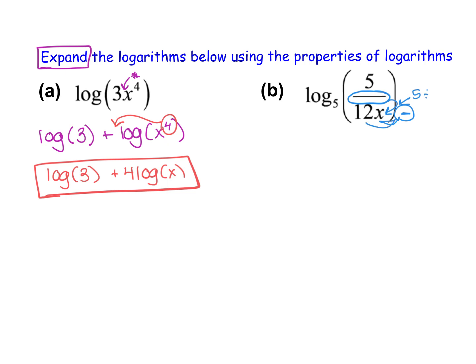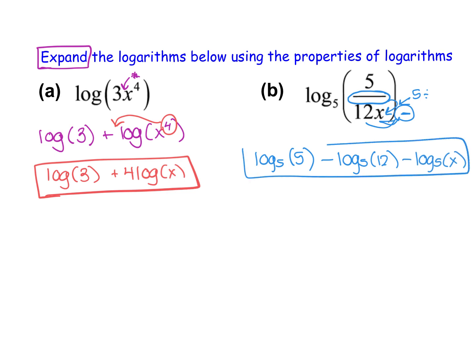So let's start. We have log base 5 with a 5 on the inside. And then we have minus log base 5 of 12, indicating that the 5 is divided by 12. And then we also have a subtraction of log base 5 of x, because that x is also in the denominator there with 12. So those subtraction symbols indicate that there is a division going on and that those values are ending up in the denominator of the log that we started with.